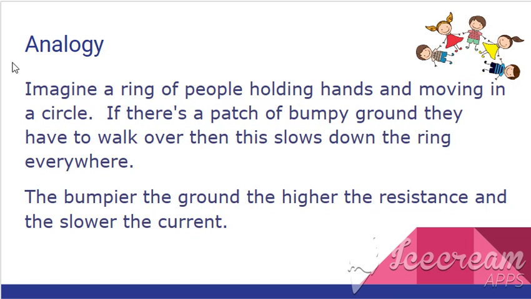An analogy of resistance is to imagine a ring full of people holding hands, moving in a circle. There's a patch of bumpy ground that they have to walk over. This slows the people down walking, so the bumpier the ground, the higher the resistance will be.